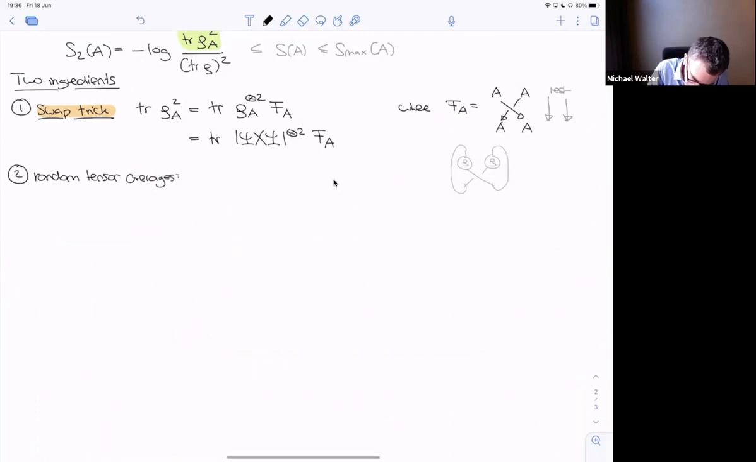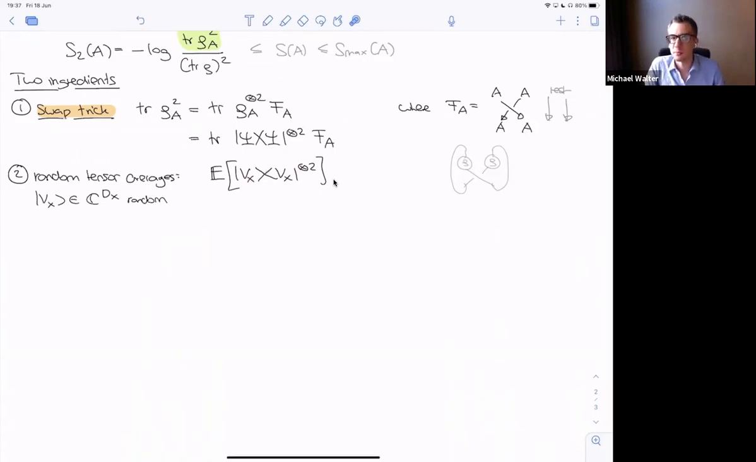The easiest question you could ask is: suppose you take a random tensor sitting at one of these vertices, and you take two copies of it. So V_x is in some Hilbert space of dimension d_x, random. Then the simplest question we could ask is, what's the expectation value of this object? That's a random operator, and we could ask what it is equal to if we take its average. It's the expectation value of this random variable. Now, what do we see? We see that this is a symmetric tensor, a thing that doesn't change when we interchange the two copies of our Hilbert space.